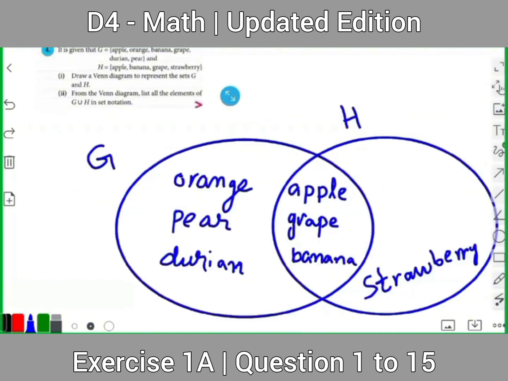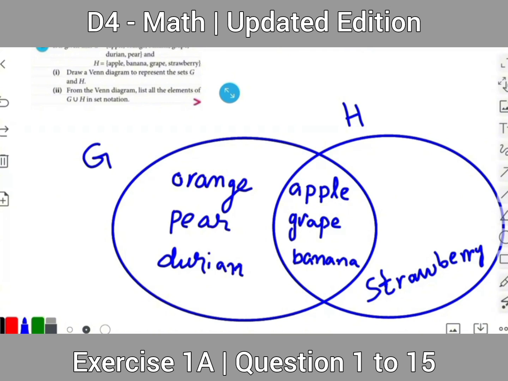Now we have moved the set A to the left in such a way that the sets G and H overlap with each other. Now, how does this Venn diagram help us to find G union H? To find G union H from the Venn diagram, we just need to write down all the elements that we can see here. So all the elements here are orange, pear, durian, apple, grape, banana, and strawberry. So this is the power of the Venn diagram, which gives us the power to find the union in just a few seconds.